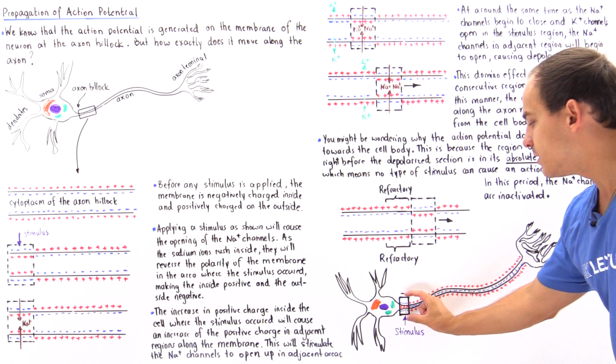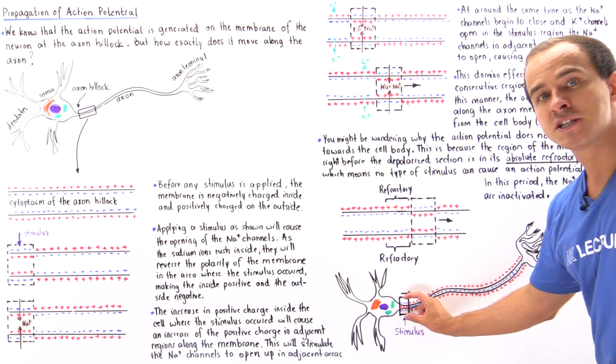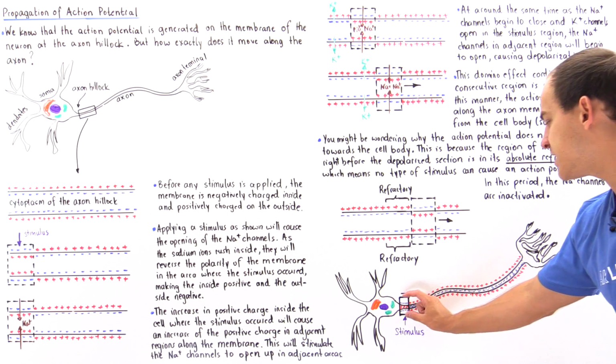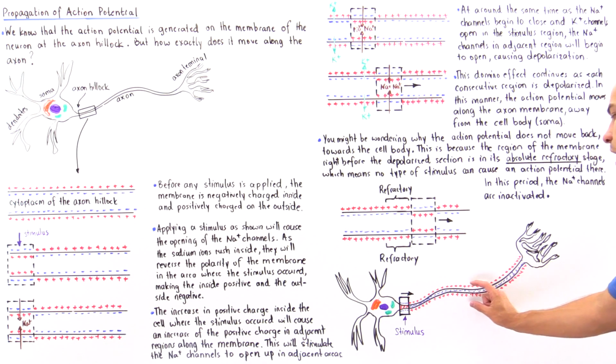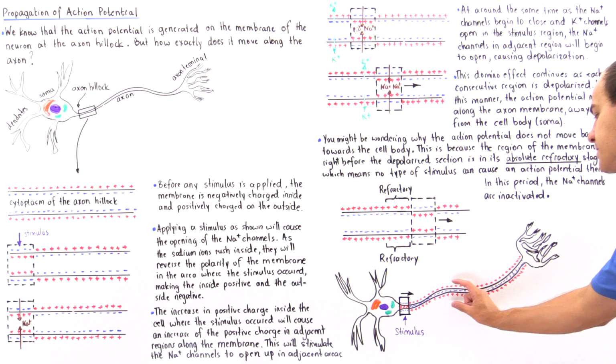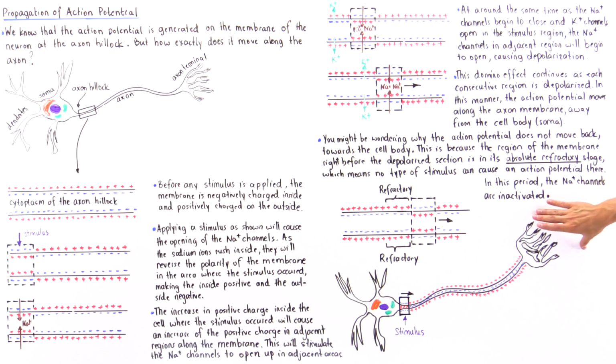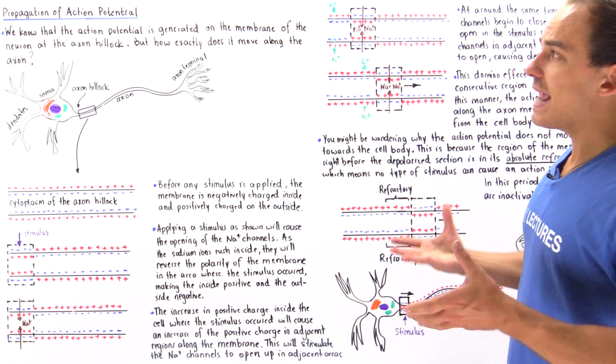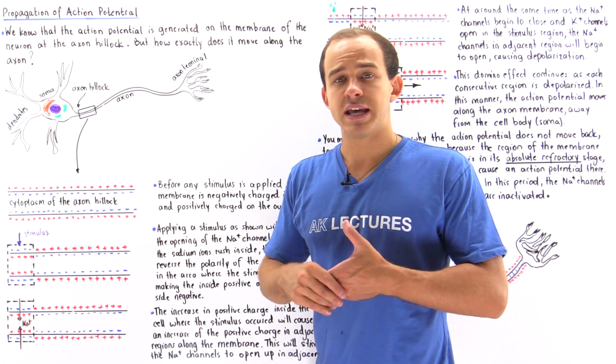So our stimulus is applied to this section. If it's high enough, we basically have this propagation of the action potential take place, and it only moves away from the soma, away from the cell body, and towards our axon terminal. So this is the mechanism by which our propagation of the action potential actually takes place.